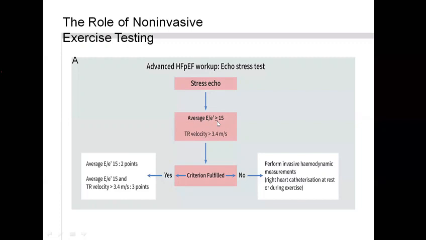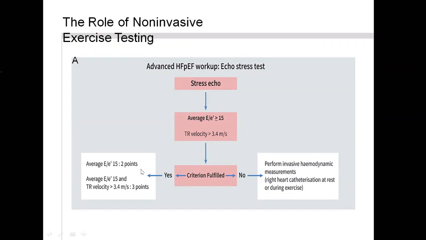And if this is at the mitral valve, this junction, if you get more than 15 and the tricuspid velocity is more than 3.4 meters per second, then of course you can say with reasonable confidence that the patient has diastolic dysfunction.